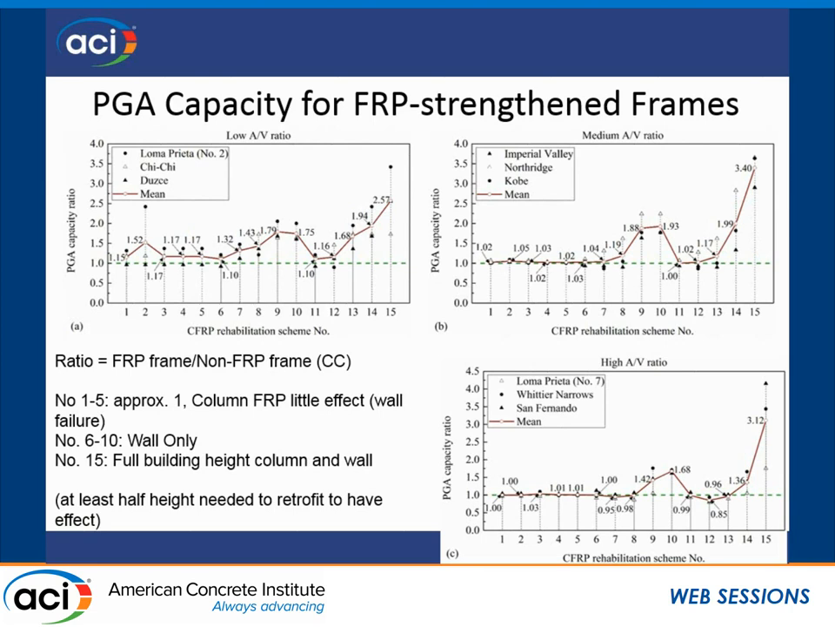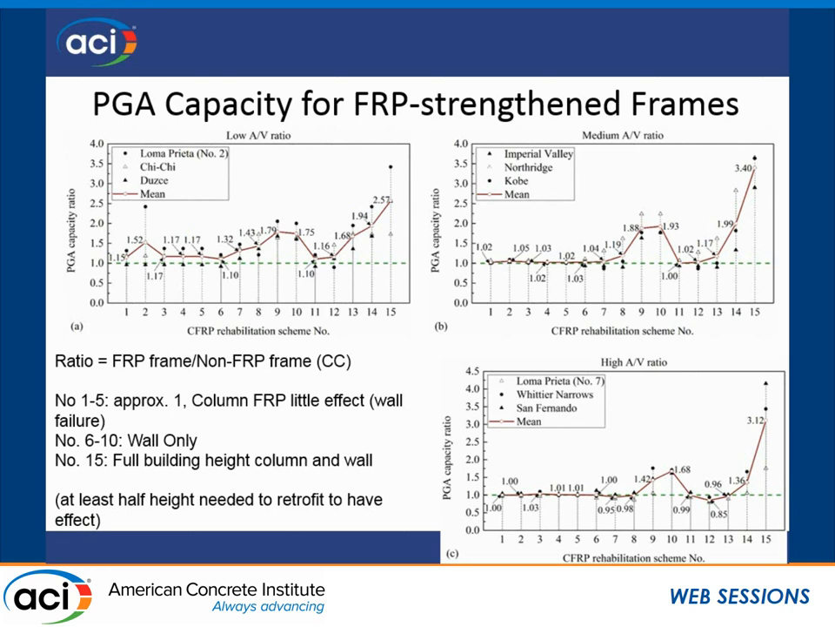But we can see here that this is a ratio of the FRP strengthened frame versus the non-FRP strengthened frame. So anything greater than 1 is showing the enhancement provided by FRP. We can see, and this is also for low, medium, and high intensity earthquakes, that really for column strengthening only, there's not that much increase. Apart from this one here, there's a marginal amount. But for medium and for high intensity earthquakes, the effect of just strengthening the columns hardly has any influence.